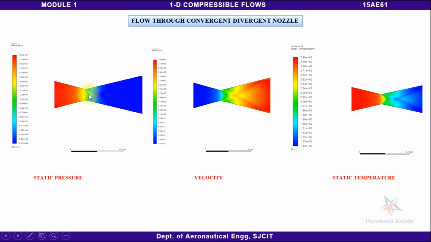As it passes through the convergent divergent nozzle, static pressure is decreasing and a shock is formed, and then still the static pressure decreases through the nozzle. Whereas the velocity is increasing from a subsonic Mach number to a supersonic Mach number. Static temperature is also decreasing as it passes through the convergent divergent nozzle. So we can understand why in the divergent section the Mach number is increasing. It is because of a large decrease in the density.